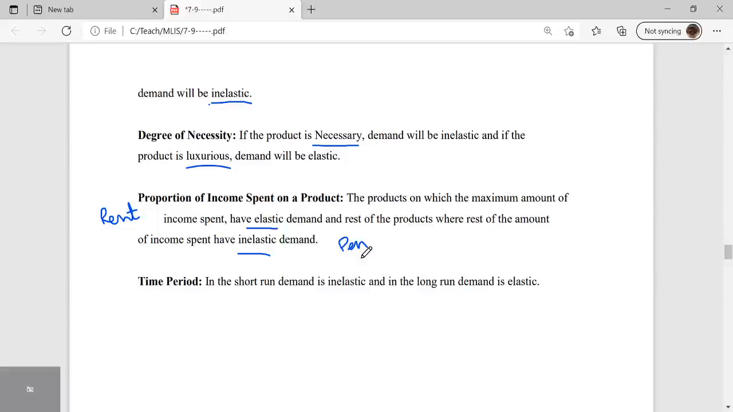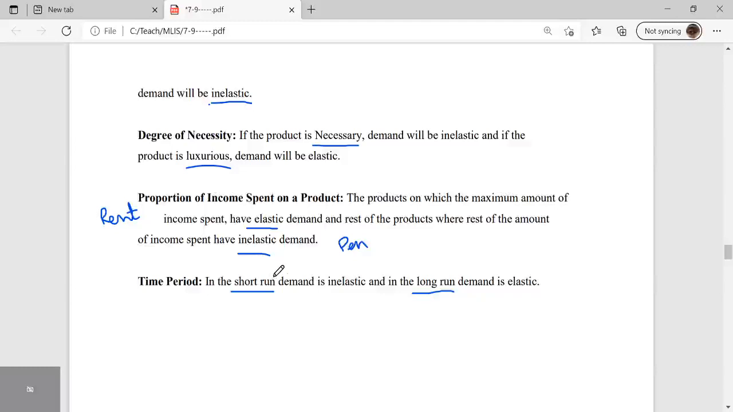Next, we have time period. In the short run, demand will be inelastic, and in the long run it will be elastic. For a product, you'll find that the demand in the short run will be inelastic.